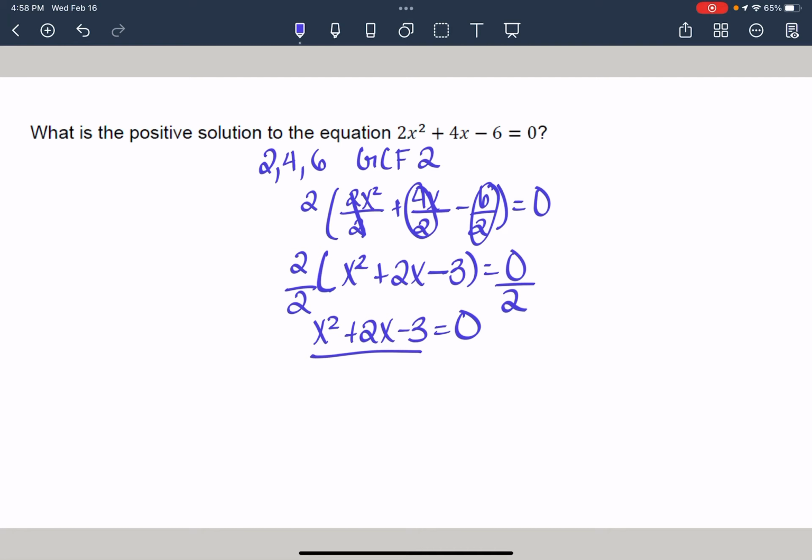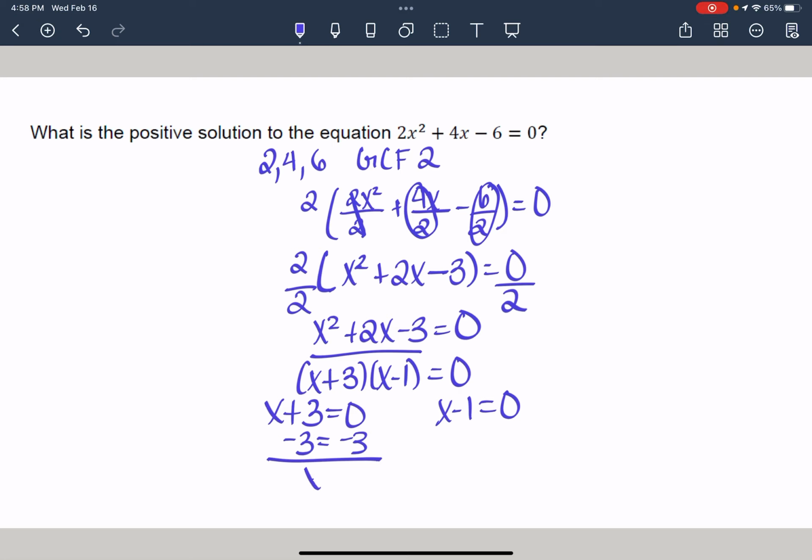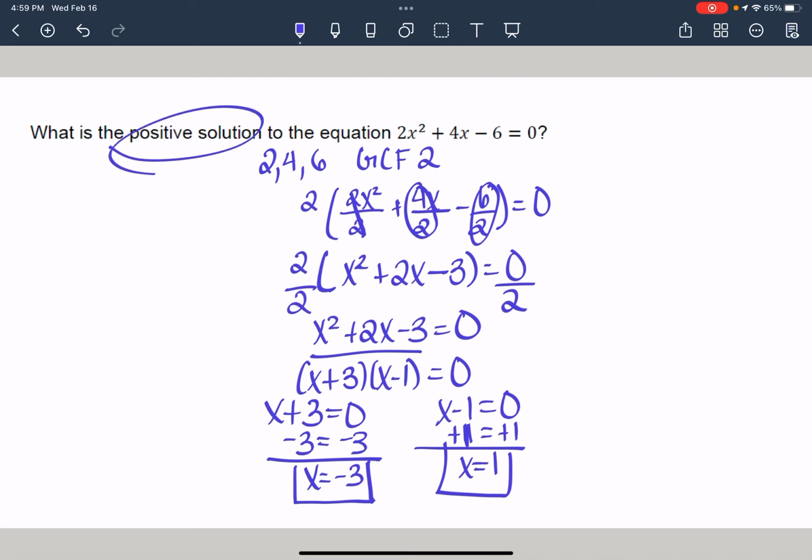Notice that this trinomial will factor. It'll factor into x plus 3 times x minus 1 equals 0. So if x plus 3 times x minus 1 equals 0, then either x plus 3 equals 0 or x minus 1 equals 0. To solve this equation, I'm going to subtract 3 from both sides, and I get x equals negative 3. Here, I'm going to add 1 to both sides, and I get x equals 1. So this is asking me for the positive solution, so the only answer I need is that x equals 1.